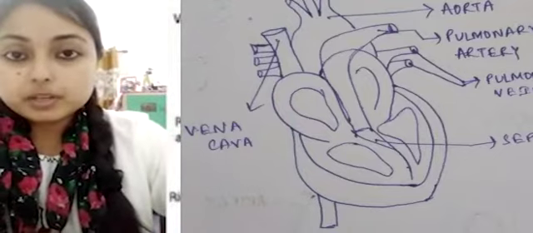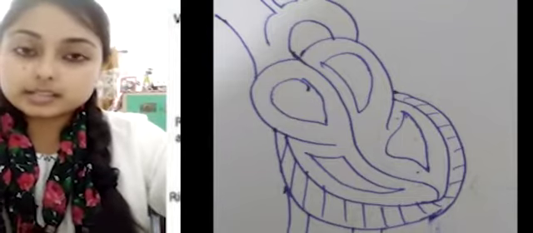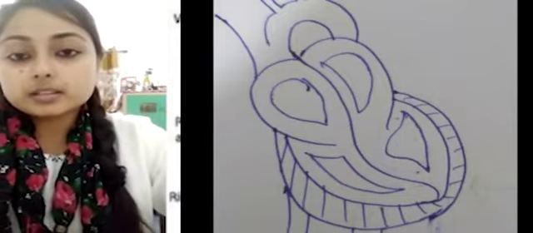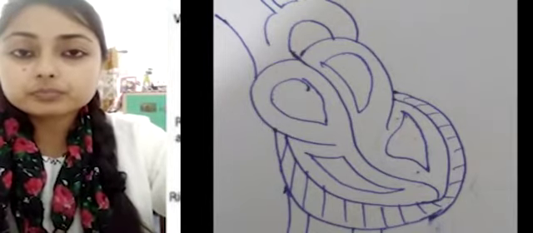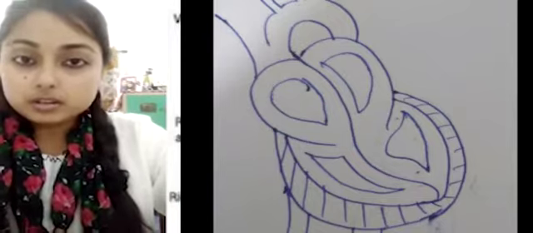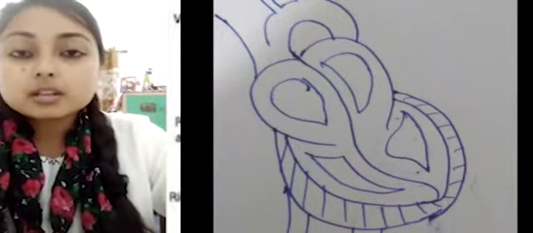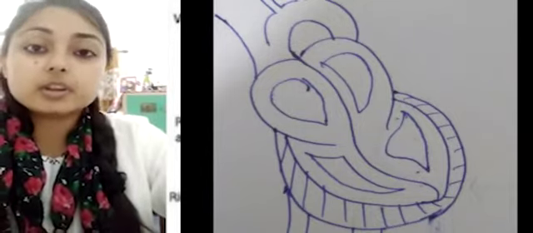Now we will be learning about the blood vessels that enter and leave the heart. First, let us learn about the blood vessels entering the heart. The right auricle receives two large vessels. What are they? They are namely the superior vena cava and the inferior vena cava.